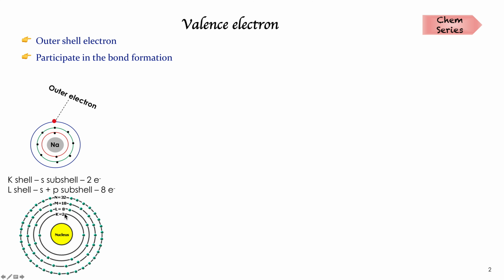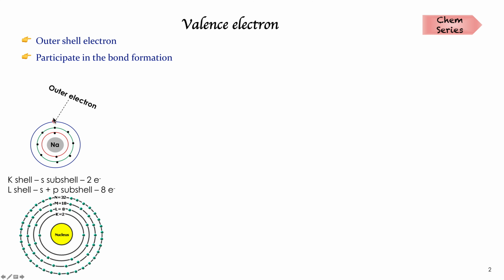K can accommodate 2 electrons of the S subshell, and L can accommodate 8 electrons of the S and P subshells, that is 2 plus 6, and the M shell contains 18 electrons, that is S plus P plus D, 2 plus 6 plus 10 electrons, and so on. For example, if we take a sodium atom, it has 11 electrons in total. While filling them in the respective K, L and M shells, it will be left with 1 electron in the M shell, which is the outer shell electron.